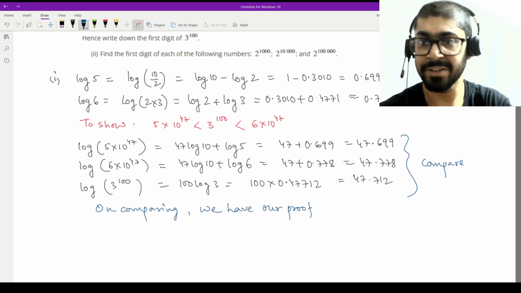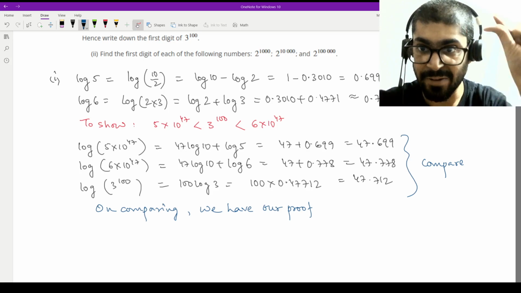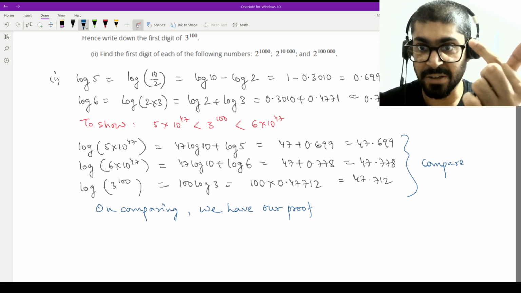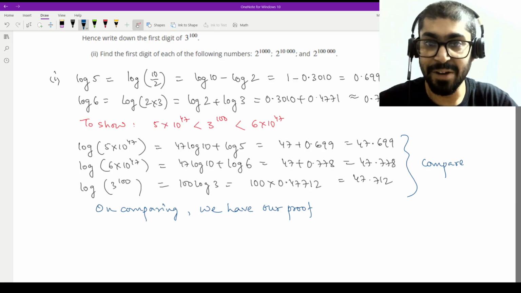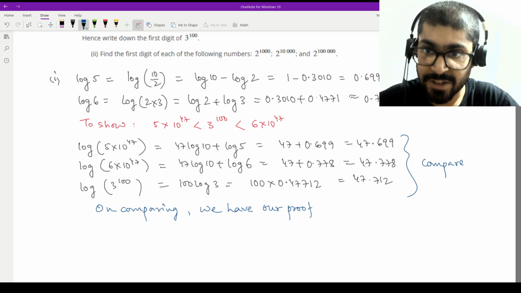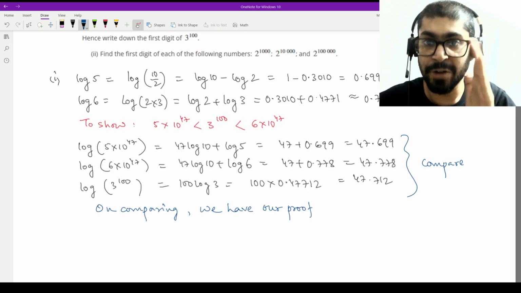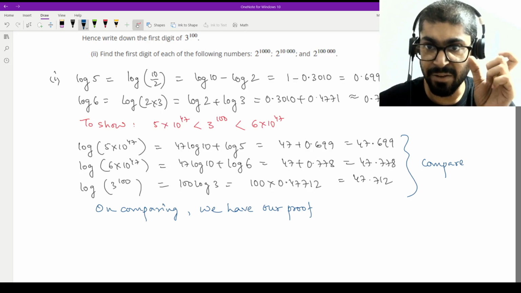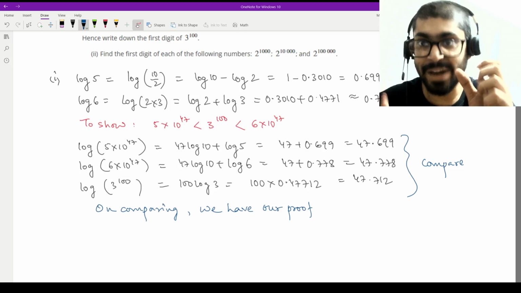This was easy. We just calculate the values. We saw that 3 to the power 100 lies between 5 into 10 to the power 47 and 6 into 10 to the power 47 via logarithms. Now what does this mean? This means that 5 into 10 to the power 47 obviously starts with 5, and 6 into 10 to the power 47 obviously starts with 6. Now 3 to the power 100 is greater than 5 into 10 to the power 47, so it is basically 5, then 46 zeros and 1. That is where it starts from.